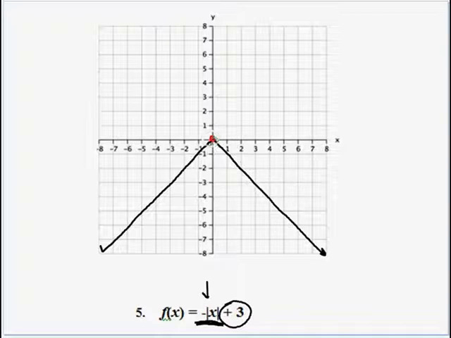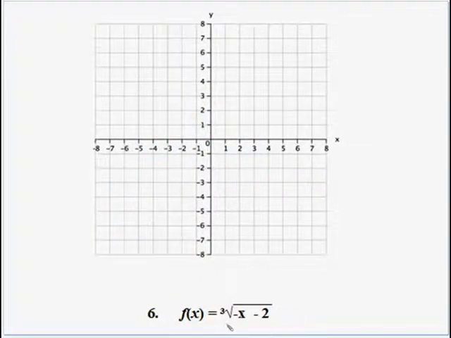So this point here, our vertex got shifted up 3, and we go away here with a slope of negative 1. And definitely going to be going through this point 3 on the positive part of the x-axis, and same here, negative 3 on the negative part of the x-axis. And there's our graph, flipped over and shifted up 3 units.